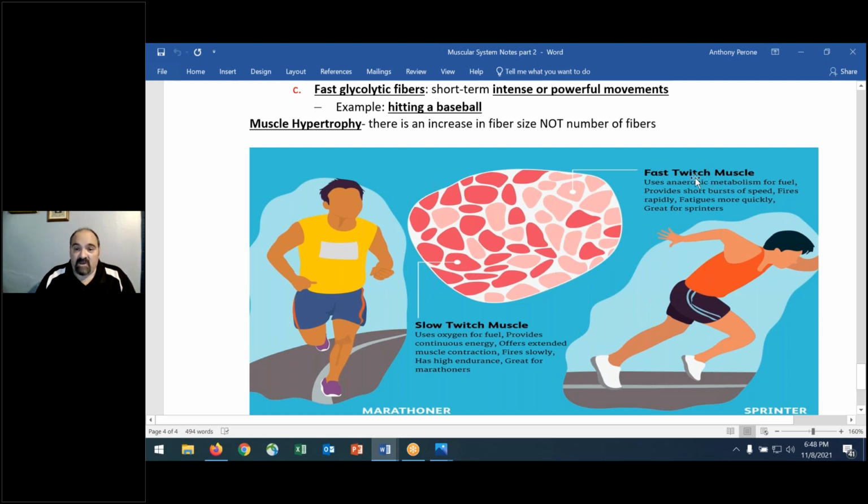Okay, and so knowing that, again, fast twitch and slow twitch. But as the muscle gets larger, as it hypertrophies, it's not as a result of more muscle fibers. It's just that the size of the muscle fibers increases. And so what will happen is that there'll be more water present and more myofibrils and myofilaments.